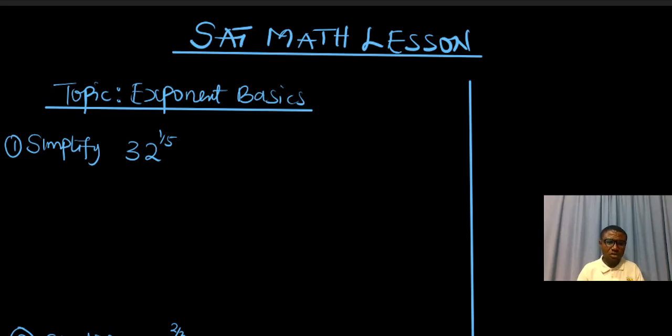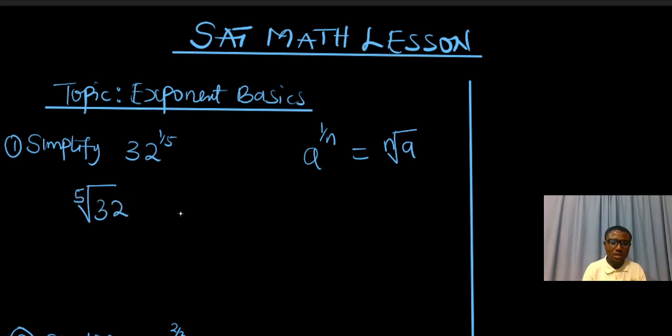Now the first question is: simplify 32 to the power of 1 over 5. Recall this rule that says a to the power of 1 over n is the nth root of a. So for this question, this becomes the fifth root of 32, right?